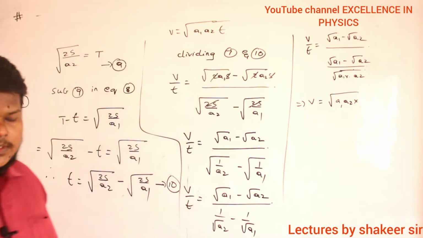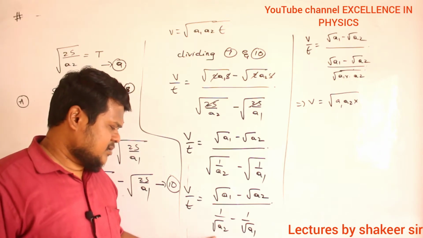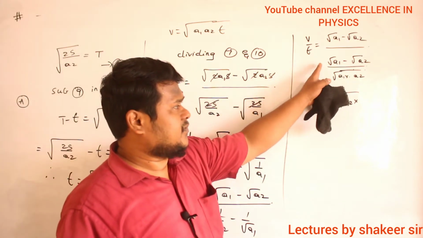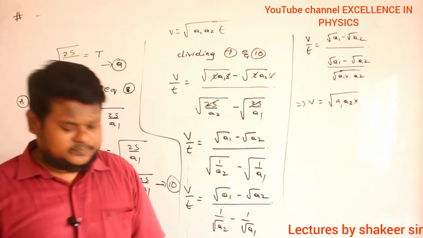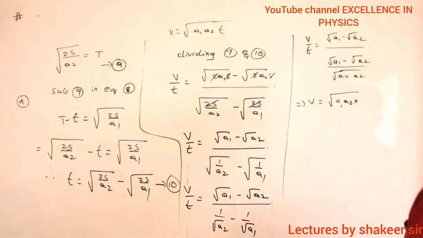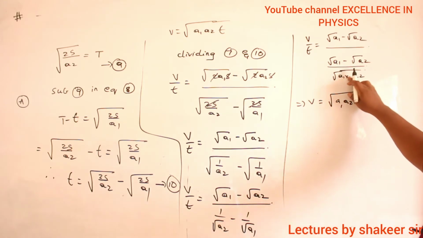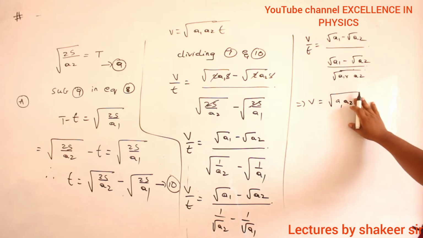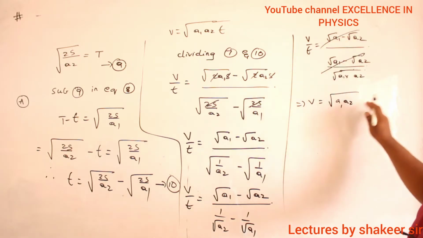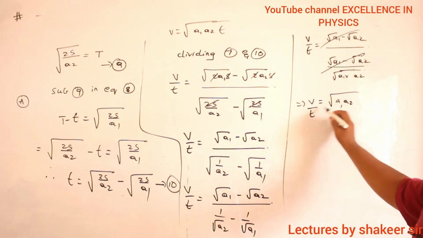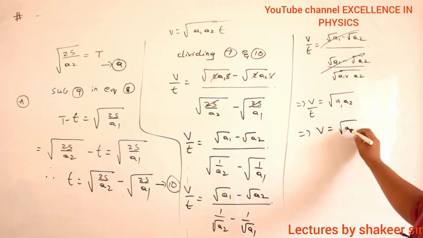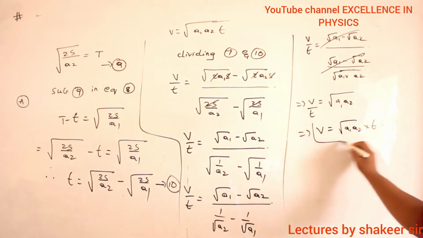I can write like this, no? Now if you take the LCM of these two, it is root a1 into a2. So the first term will become root a1, the second term will become root a2. Are you able to understand? So finally, this one and this one will get cancelled, and I will get v by t is equal to root of a1 a2. Therefore v is equal to root a1 a2 multiplied by t. This is the answer which you should get.